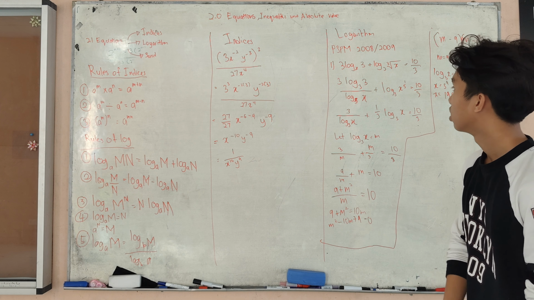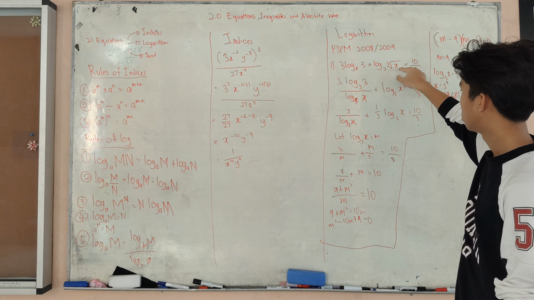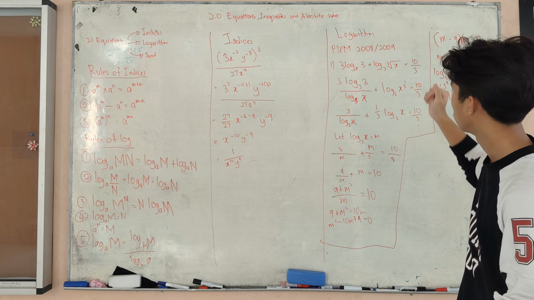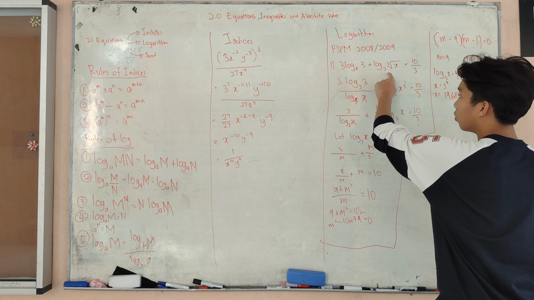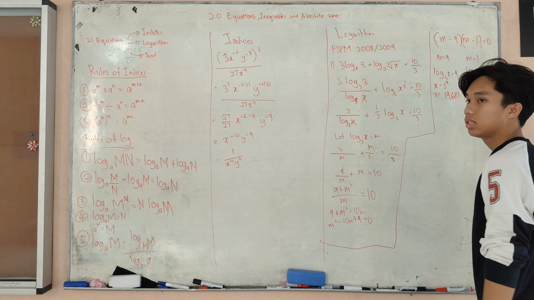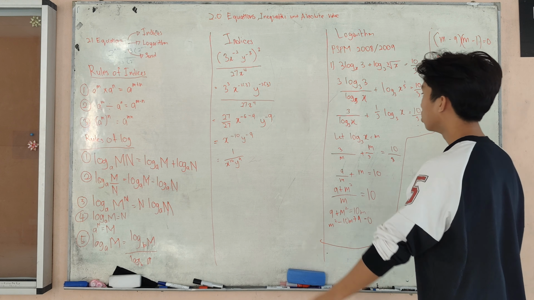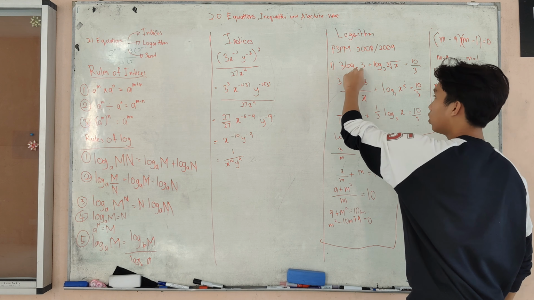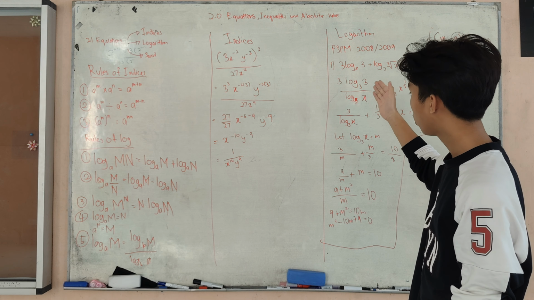Next, we are going to see a question from PSPM 2008 and 2009 for logarithms. The question is 3 log x to the base 3 plus log 3 of the cube root of 3x equals 10 over 3. Now, we must have the same base in log. We need to have the same base. We want to change log x to log 3. So how are we going to do it?